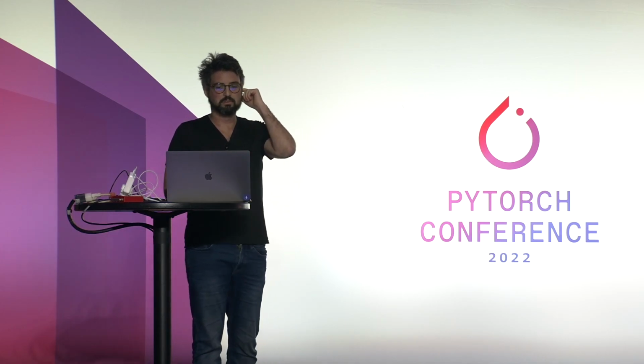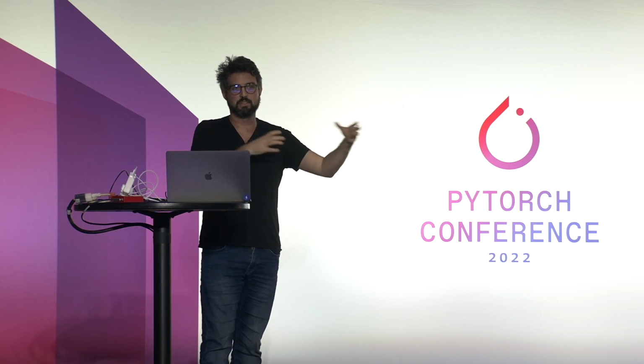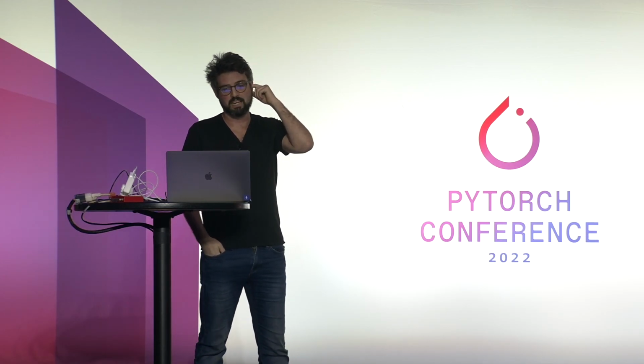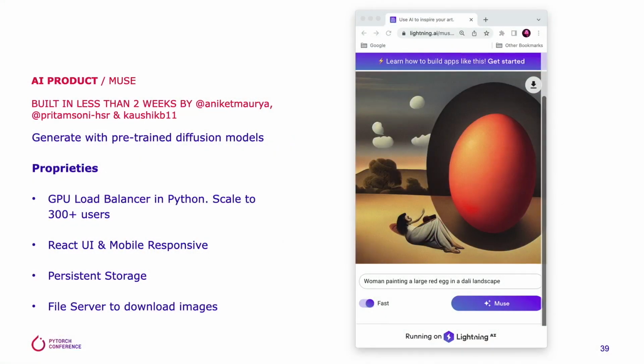So the first app I want to show is actually running live. It's an AI product called Muse, and it was built in less than 2 weeks by 3 engineers. It's using Stable Diffusion 2 under the hood to generate images from prompts. And here are a couple of interesting properties for this app, right?